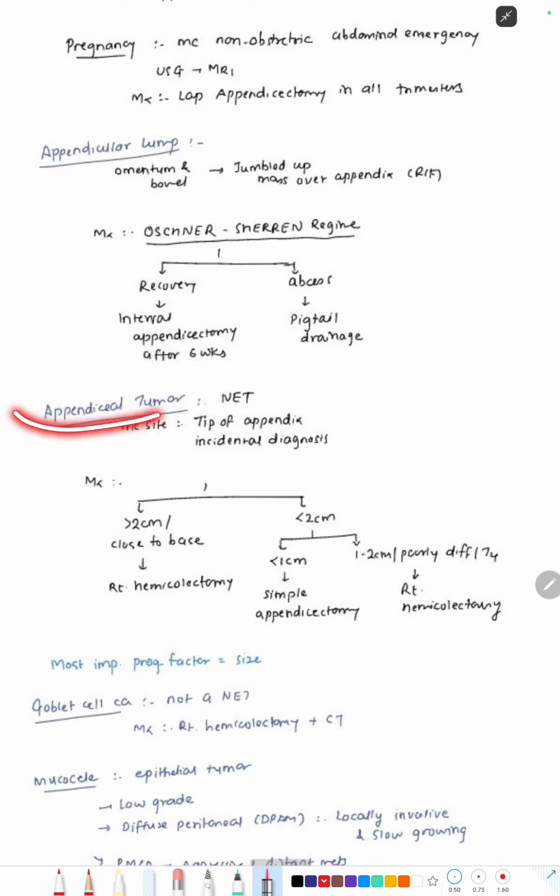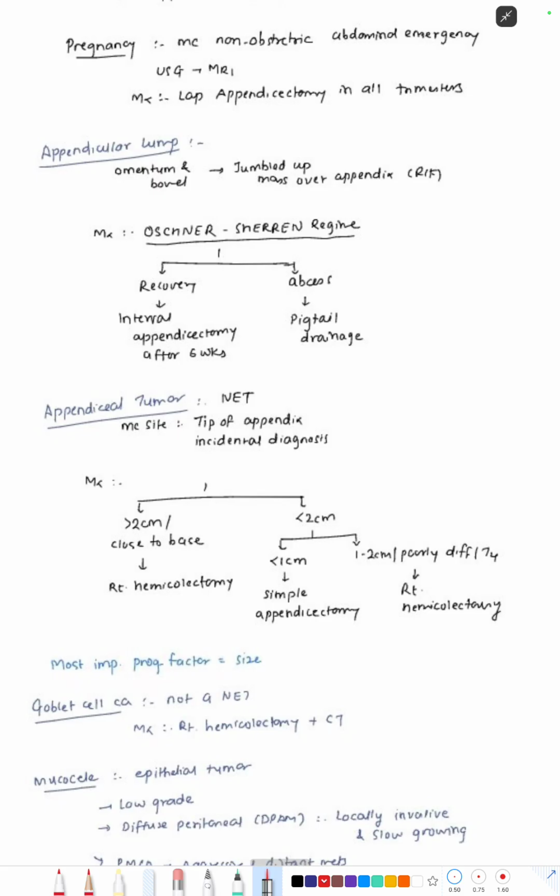Appendiceal tumor. Most common is the neuroendocrine tumor. Most common site is going to be the tip of the appendix. It's an incidental diagnosis. Management depends upon the size of the tumor. So the most important prognostic factor is going to be the size of the tumor. If it is more than 2 centimeters in size or it is close to the base, in that case right hemicolectomy is done.